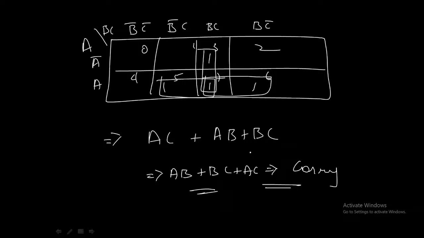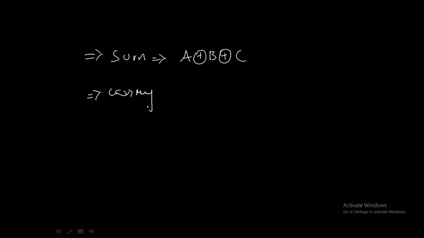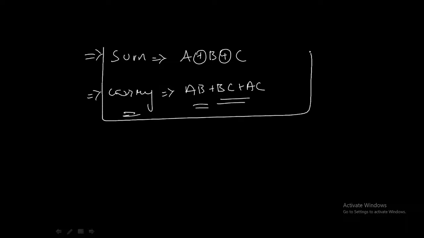And the Boolean expression for sum is A XOR B XOR C, and the carry is equal to AB plus BC plus AC. So finally, what you can write? For full adder, sum is equal to A XOR B XOR C, and carry is equal to AB plus BC plus AC. Okay, so these are the expressions for my sum and carry.